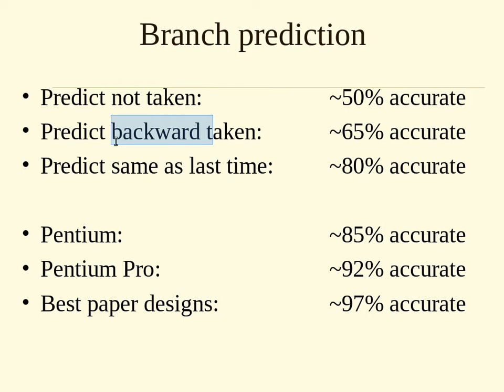Now, why would this be more accurate? Well, most of the time you're in a loop, and a loop always goes backwards. So this is capturing the majority of loops, except for that final iteration where you have to jump out of the loop. Predict the same as last time. This goes up to 80%.